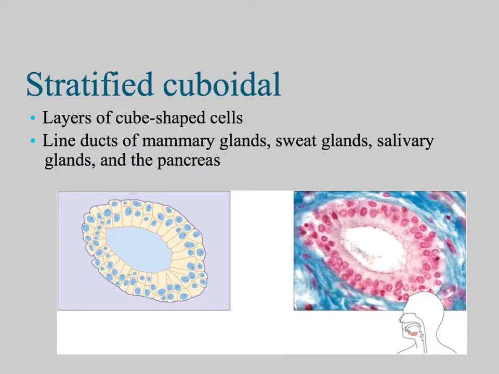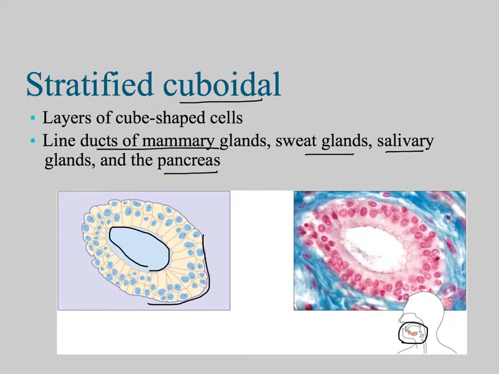Stratified cuboidal, so you've got more than one layer of cube-shaped cells. These are found in the ducts of the mammary glands, or your sweat glands, or your salivary glands, the pancreas. And again, you're facing a hollow space, a hollow organ, with the basement membrane on the other side, little cuboidal cells, at least more than one layer. These are coming from the salivary glands, as in our illustration over here.